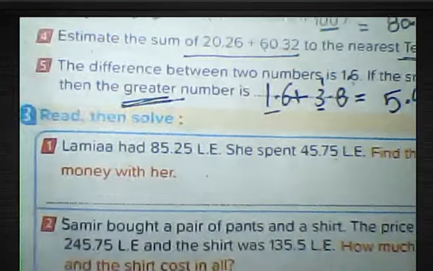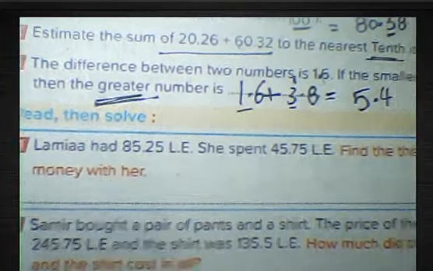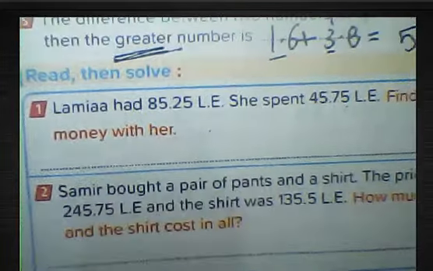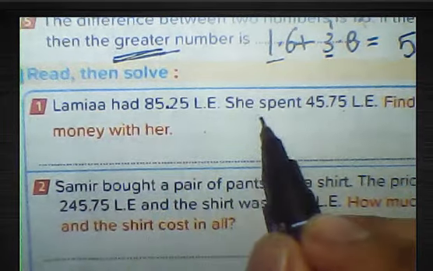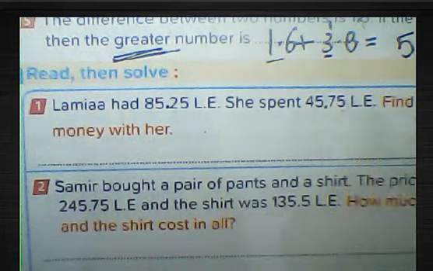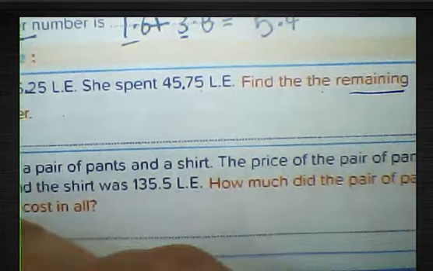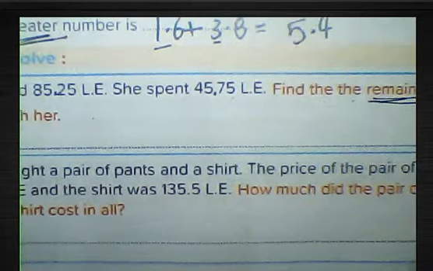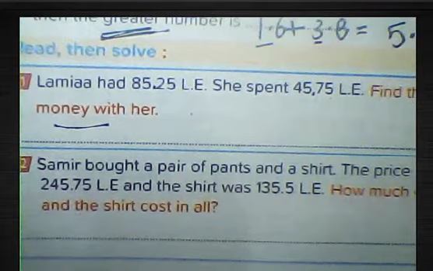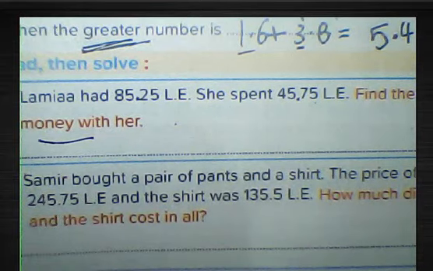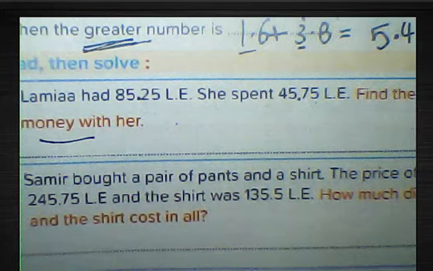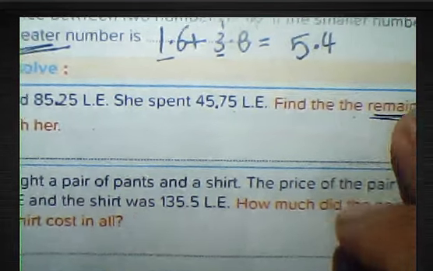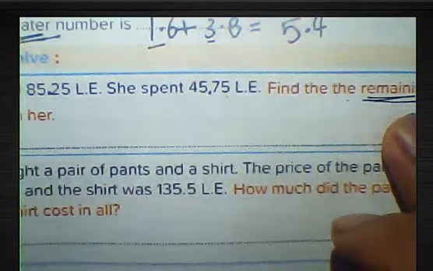Okay. Question number 3. Read this problem and then solve. Lamia had 85.25 lira. She spent 45.75 lira. Find the remaining money with her. Remaining is the difference between two numbers. Lamia had this number. You want to find the remaining money with her. Remaining means the difference between two numbers.